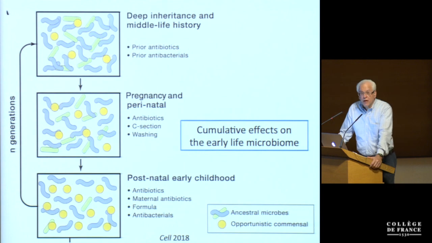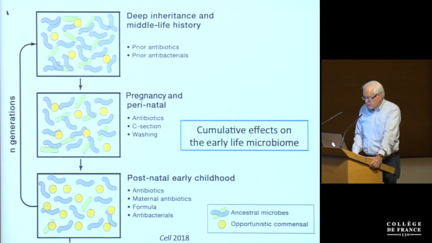So let me just summarize to bring this talk to an end. Our idea is that there are cumulative effects on the early life microbiome. There are effects which I call deep inheritance in middle life history. This reflects those prior generations of mothers, grandmothers, and great-grandmothers, and the prior antibiotics and antibacterial exposures. Then there's a period of pregnancy and perinatal time when antibiotics, C-section, and washing are differentially selecting for microbes.